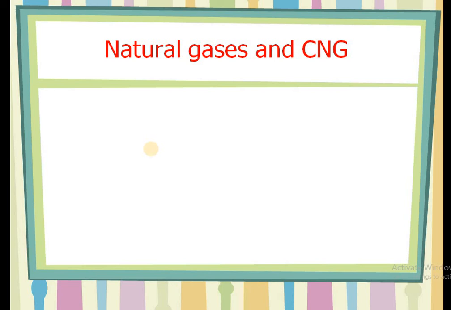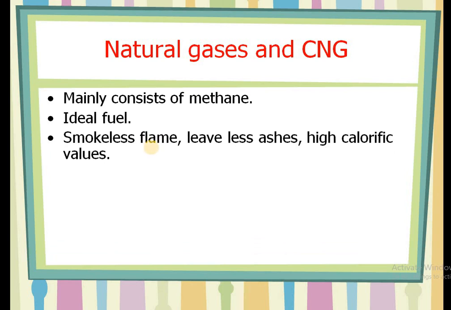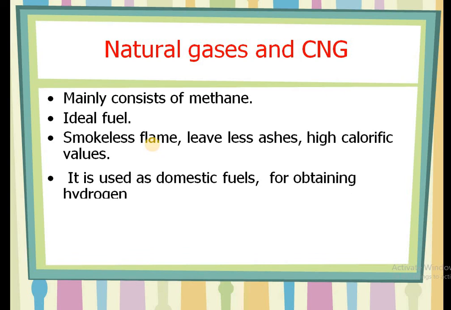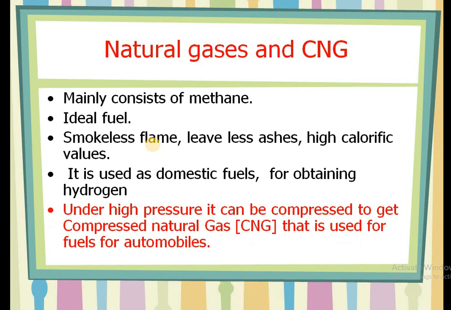Before ending, I'll just discuss one more topic, natural gas and CNG. Natural gas mainly consists of methane. It is an ideal fuel because it gives a smokeless flame, leaves less ash, and has a high calorific value. It is also used as a domestic fuel and for obtaining hydrogen. Under high pressure, it can be compressed to get compressed natural gas. Therefore, it is eco-friendly. It does not harm our environment.